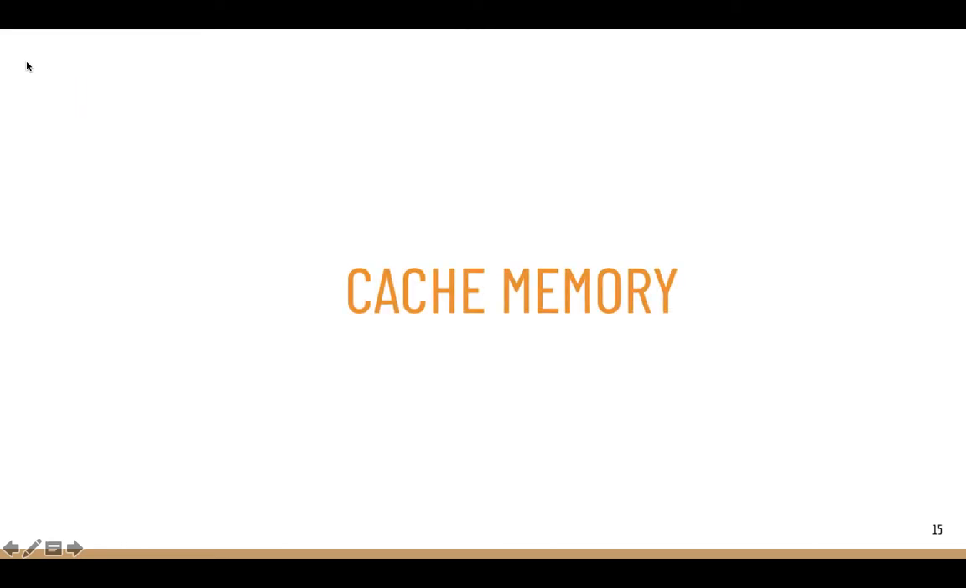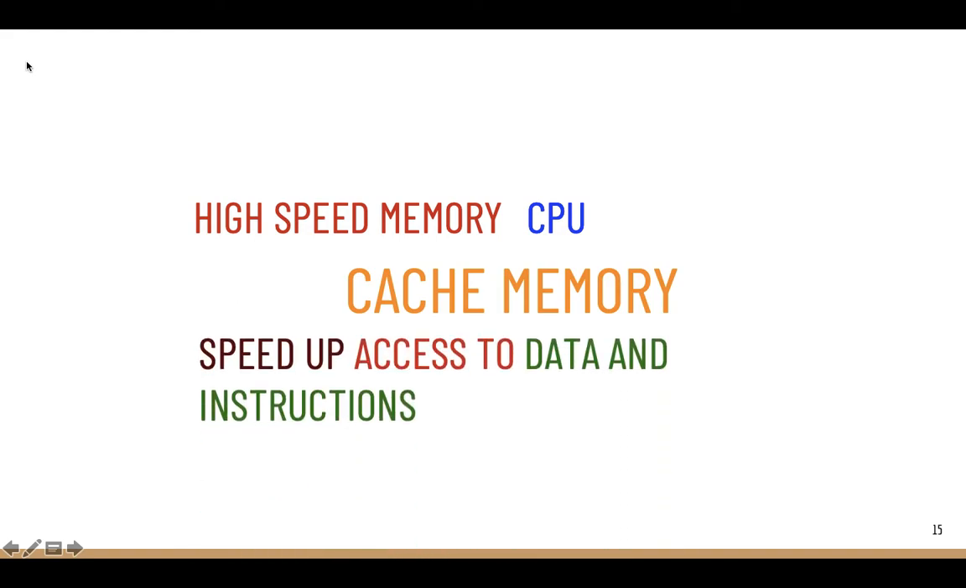Next, let us go to the cache memory. What is cache memory? It is a high-speed memory located inside the CPU in order to speed up access to data and instruction. Now, if you require data and instructions immediately, then cache memory is used. Typically, the recently used files are stored in cache memory so that CPU can access it immediately.